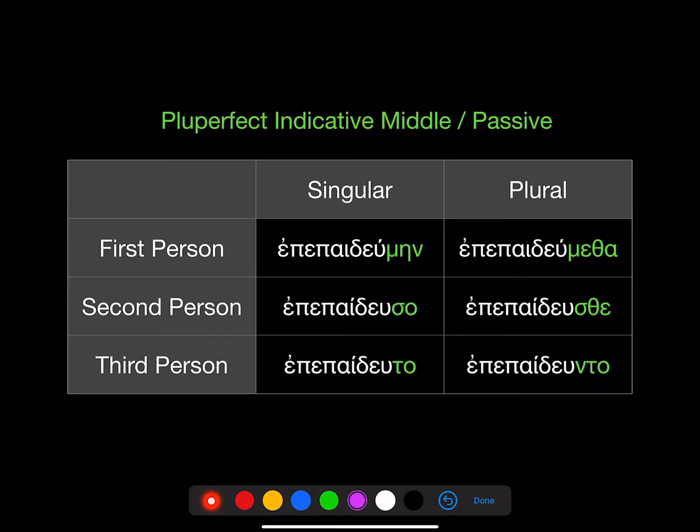Now the pluperfect indicative middle passive. Again, we've got that stem from the fifth principal part. We're augmenting it with the same rules that we use to augment the fourth principal part to make the pluperfect indicative active. And we're adding mēn, so, to, metha, sthe, and nto directly to that stem.